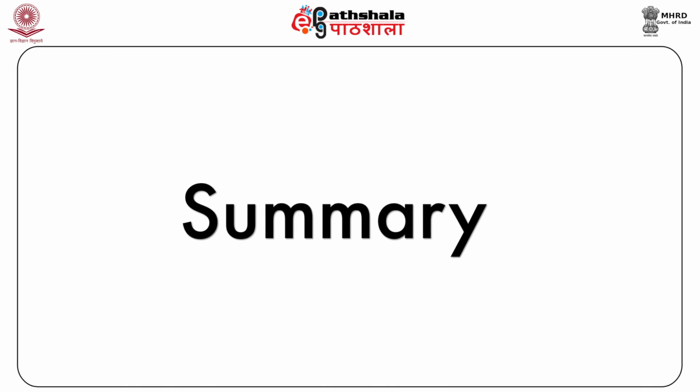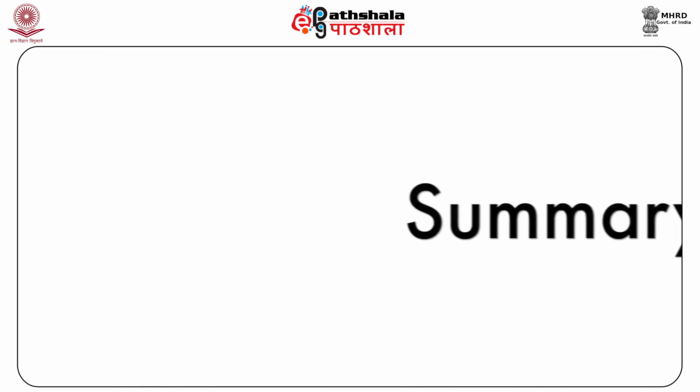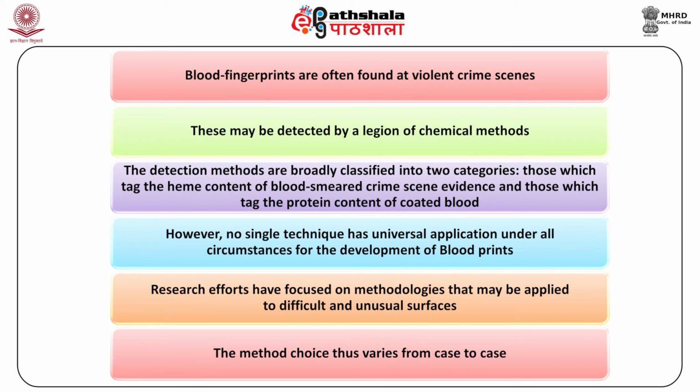Dear students, now let us summarize this chapter. In this chapter, we have learned that blood fingerprints are often found at violent crime scenes. These may be detected by a legion of chemical methods. The detection methods are broadly classified into two categories: those which tag the heme content of blood smeared crime scene evidence and those which tag the protein content of coated blood.